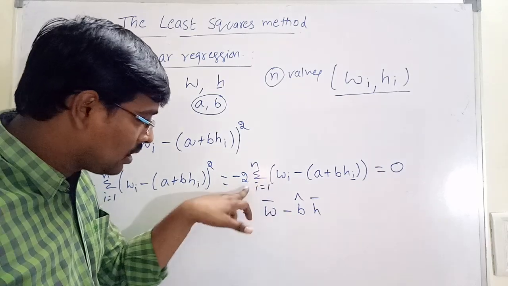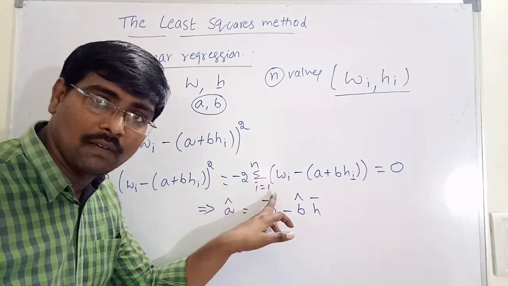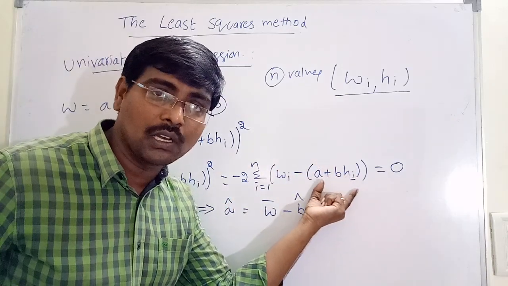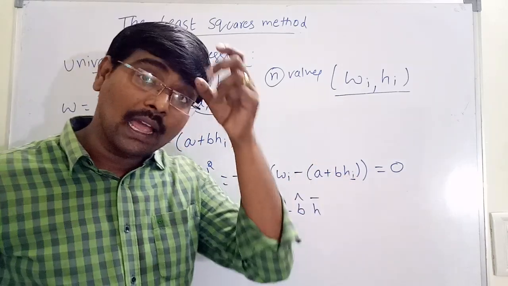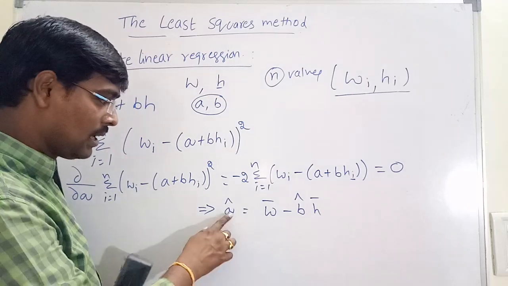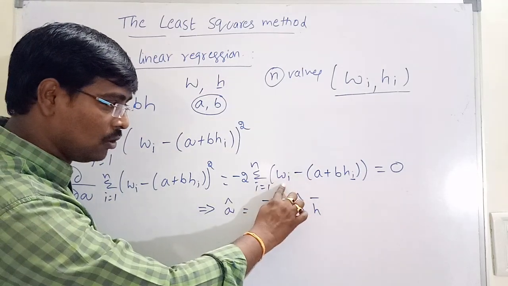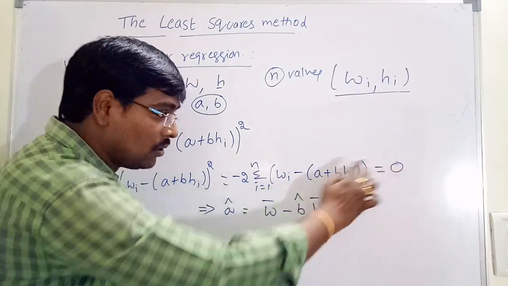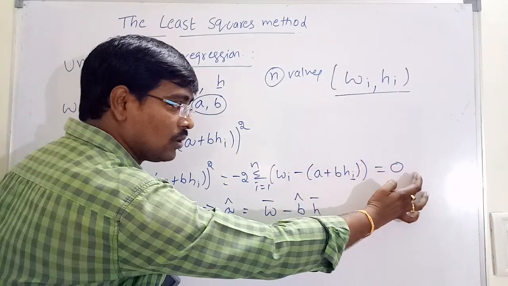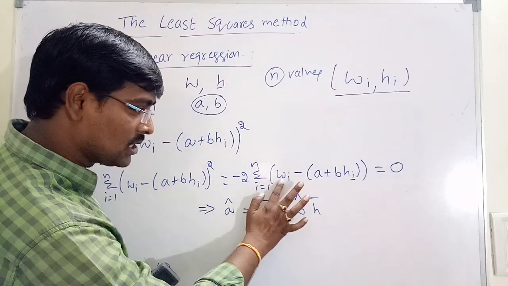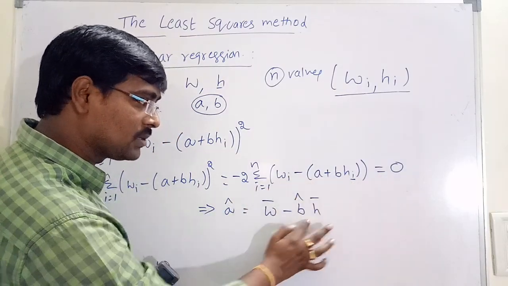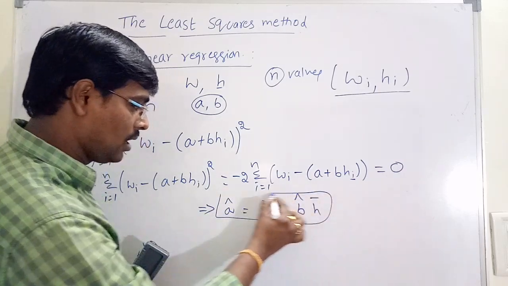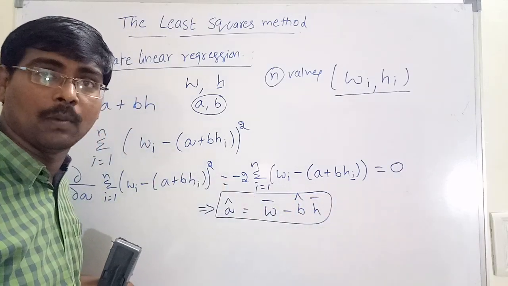Instead of the sum of all the values, by taking the estimation of all the values we get the average, the mean value. So simply A cap is equal to W bar minus B cap H bar. I am moving this A to the right side, if it is equal to 0, this minus A moves to the right side, so it becomes plus A. This Wi becomes W bar, B becomes B bar, Hi becomes H bar.